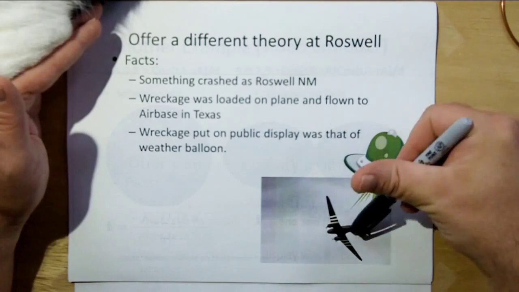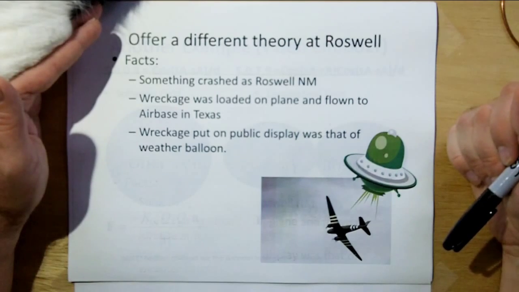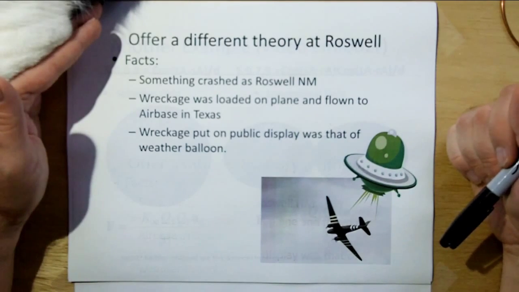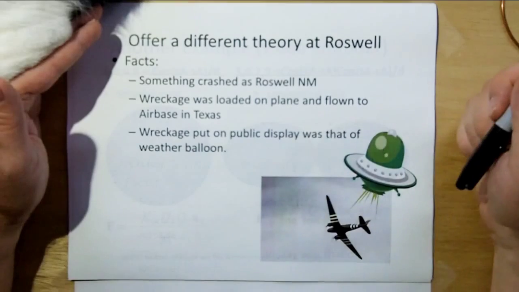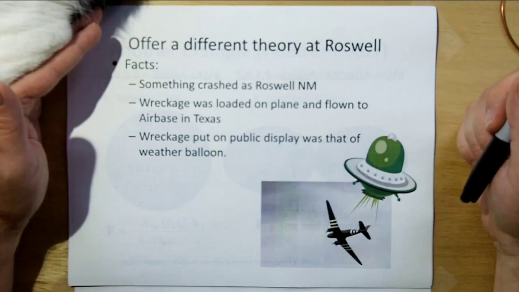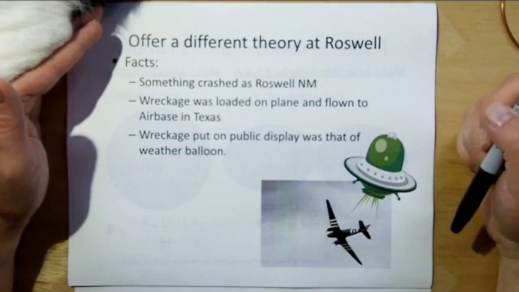So I believe in flight, the aliens abducted and replaced the debris with something. And when that finally landed in Texas, that was weather balloon wreckage. So I believe the aliens are doing the cover-up.